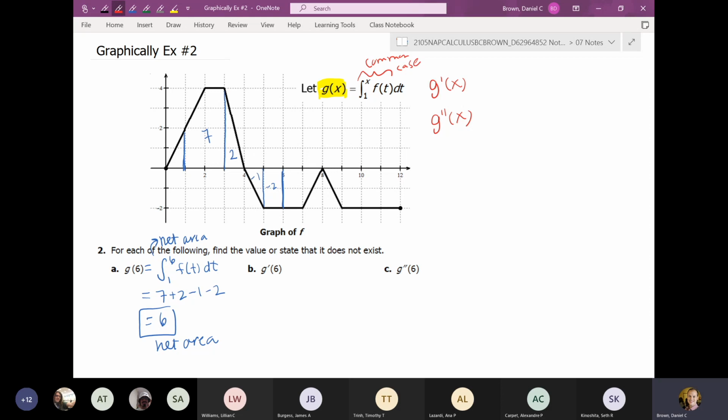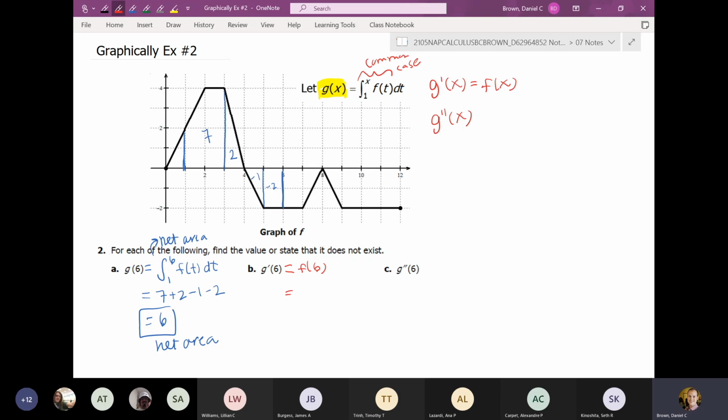The lower limit of integration is a constant. The upper limit of integration is an x. So if I take the derivative of g, that integral sign will just cancel out. And we can see that g prime is literally the same thing as f of x. So in this problem that asked me to find g prime of 6, g prime of 6 is literally the same thing as f of 6.